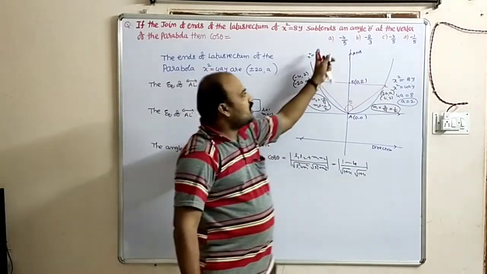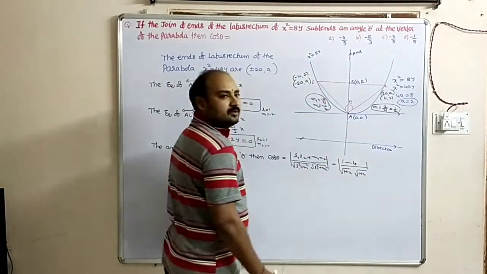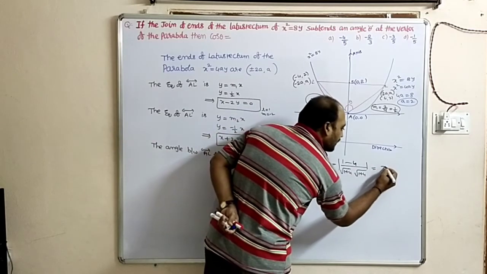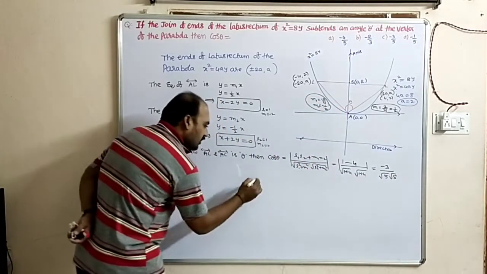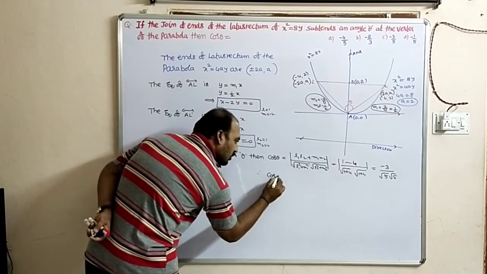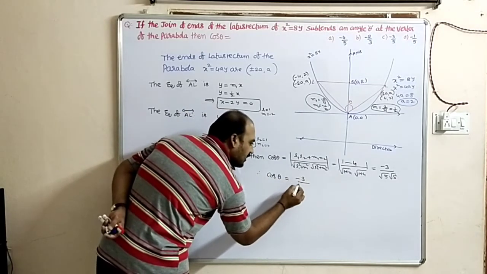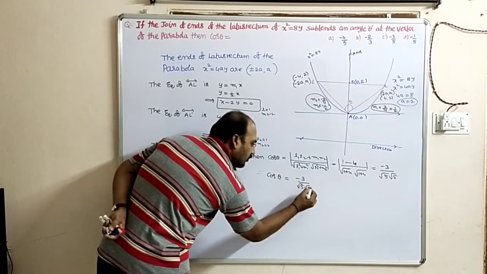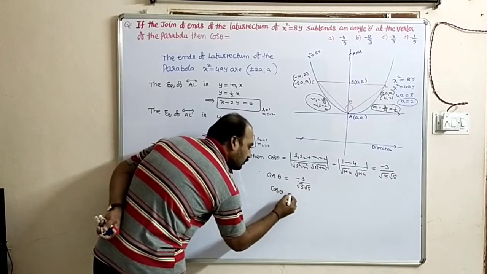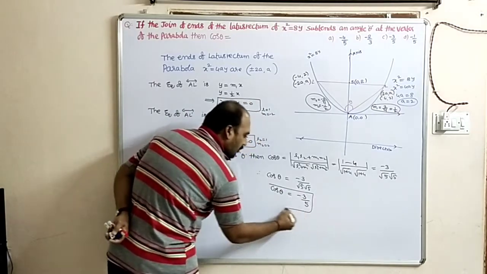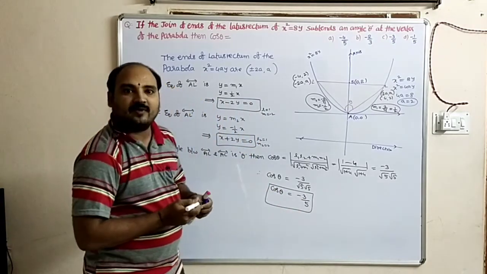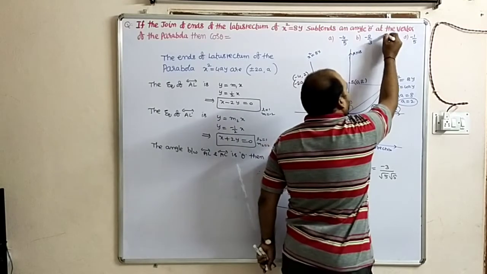According to the options, all are having minus, so after removing modulus also, you can write minus 3 divided by root 5 into root 5. Therefore cos theta equal to minus 3 divided by root 5 into root 5, and root 5 into root 5 is 5. Therefore the value of cos theta is minus 3 by 5, which is there in the third option.